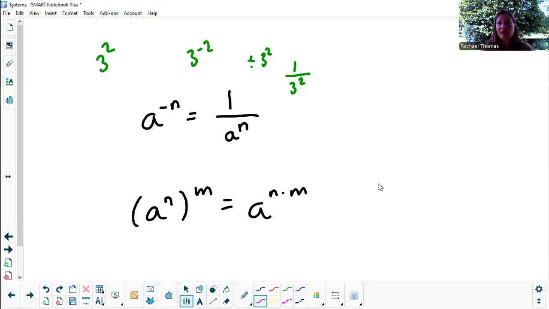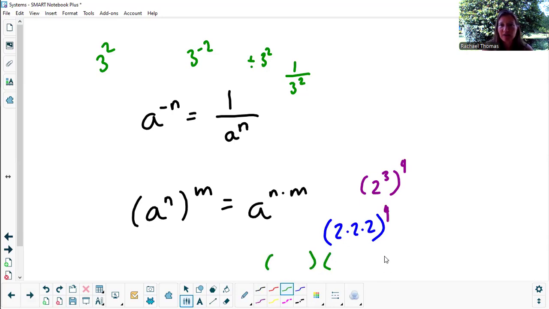Last rule down here, if I had a power to a power, let's say I have 2 to the 3 to the 4. This is going to be annoying for me to write all out, but you're going to get the idea. 2 to the 3 means 2 times itself 3 times. Okay. Now I'm going to take that whole thing to the 4. That means that whole thing times itself 4 times. Now I've got 3 2's in each of these.